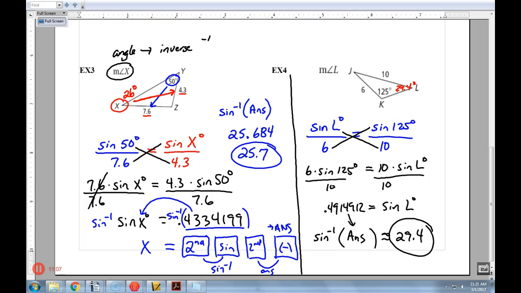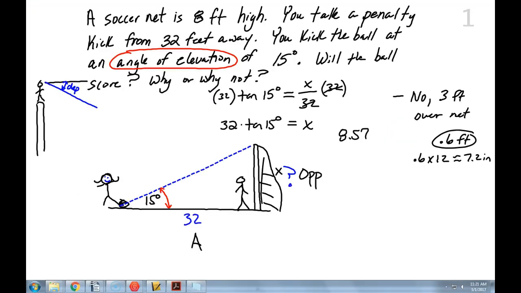So law of sines can be used to find sides, it can be used to find angles. Angles requires a little extra step at the end where you have to do the inverse. So make sure to pay attention to that. I do want to point out that it is possible to not even do SOHCAHTOA on a lot of problems, because you could also use the law of sines.